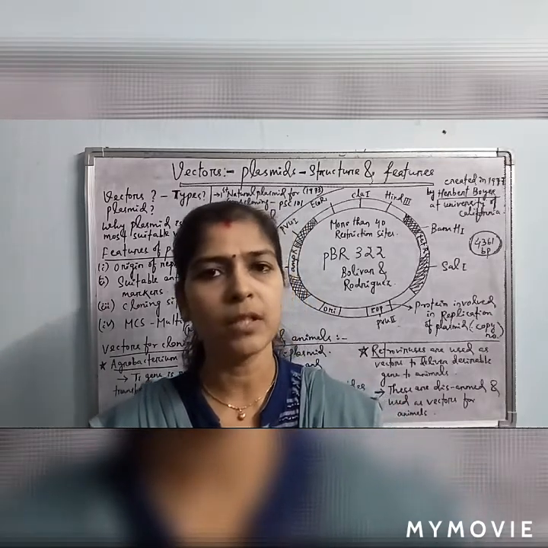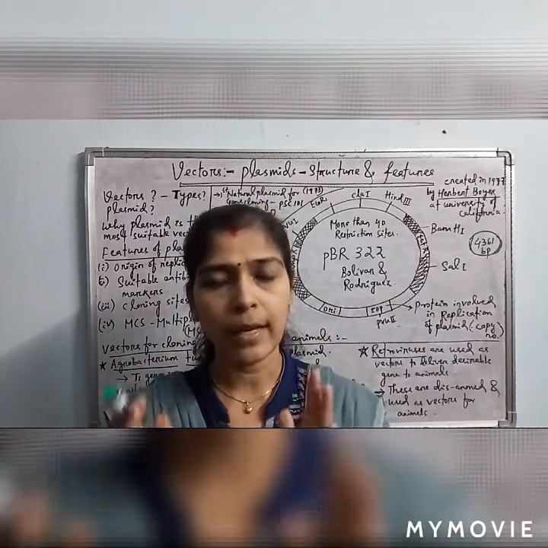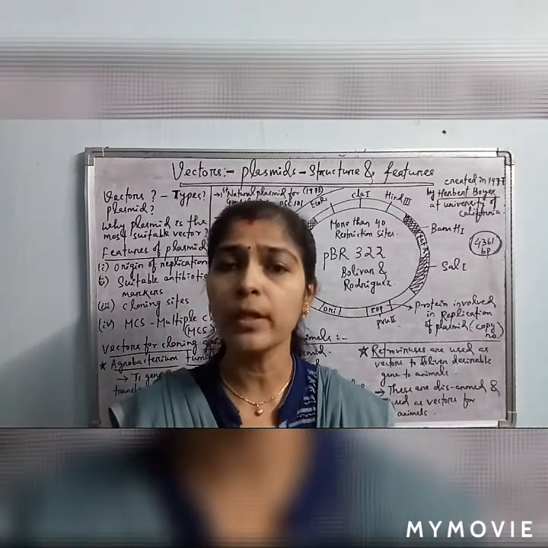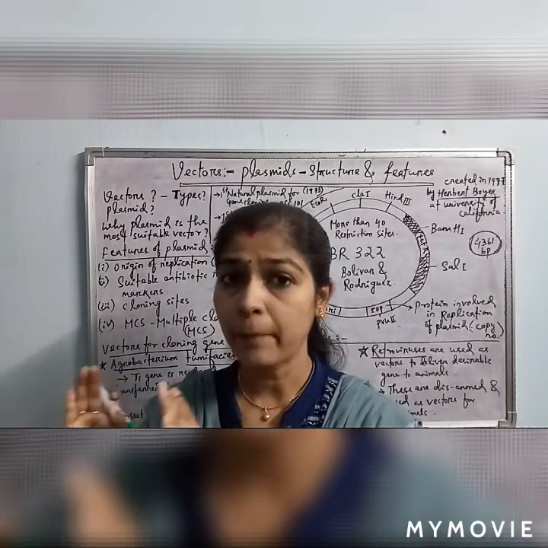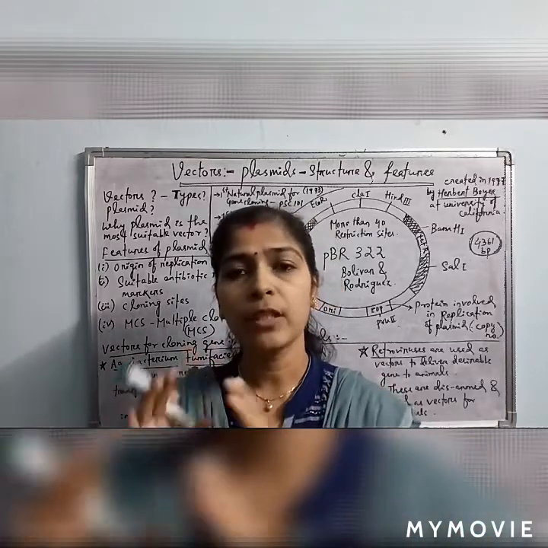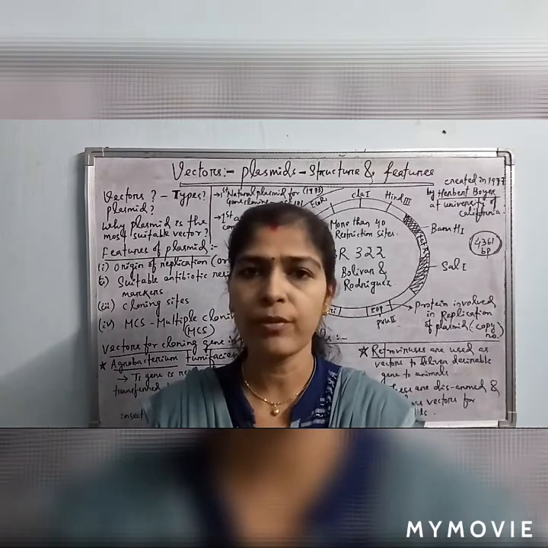This TI plasmid is the tumor inducing plasmid. It is there in the Agrobacterium tumefaciens bacteria, and it induces tumors in plants. Such Agrobacterium tumefaciens bacteria having the TI plasmid are tumor inducing. But the TI plasmid can be easily extracted from the Agrobacterium tumefaciens bacteria.